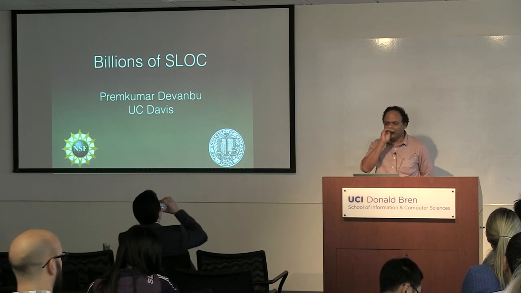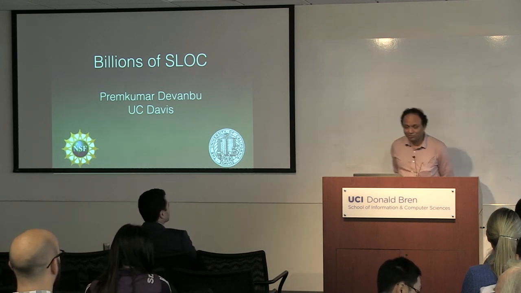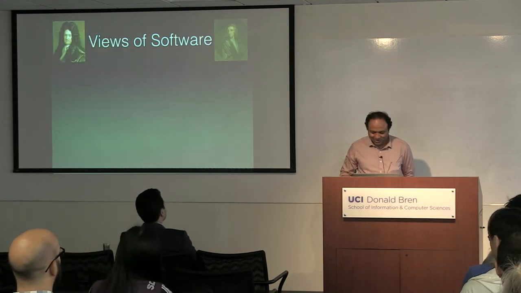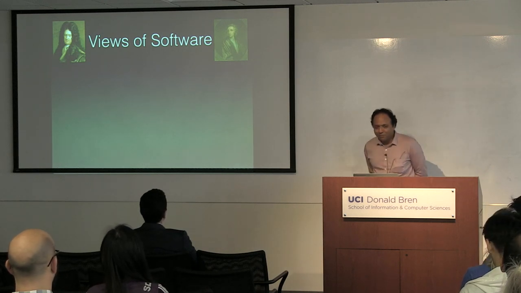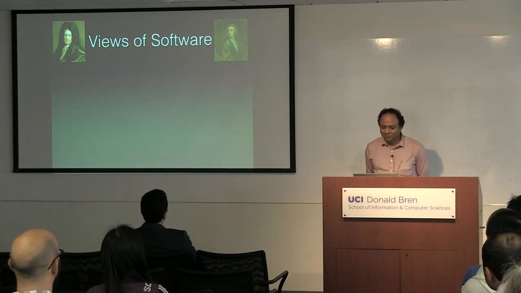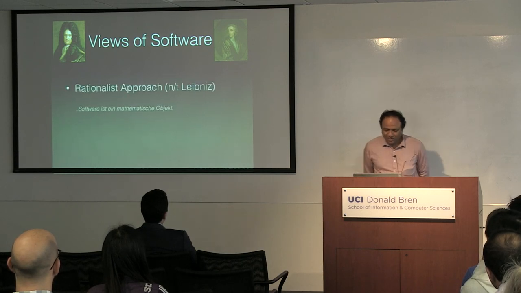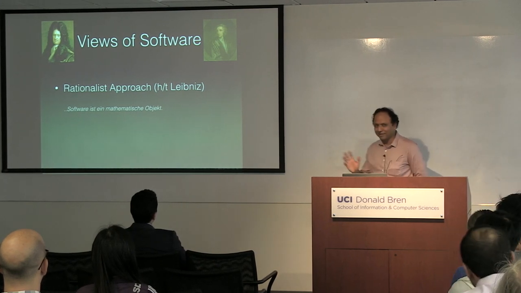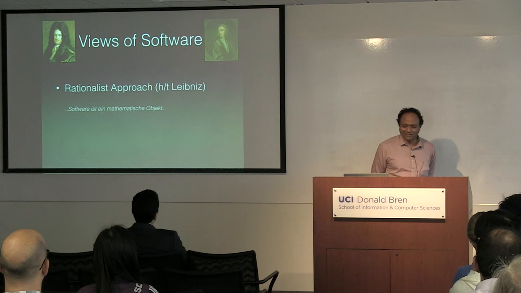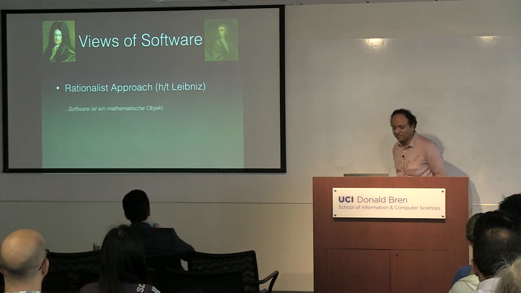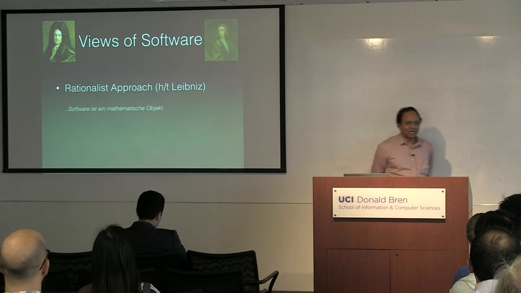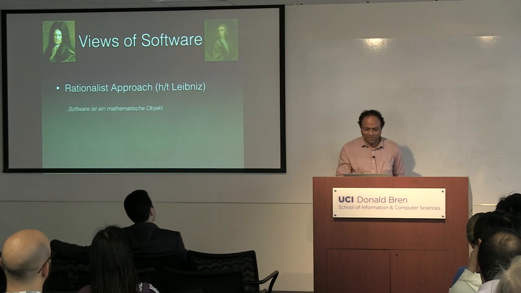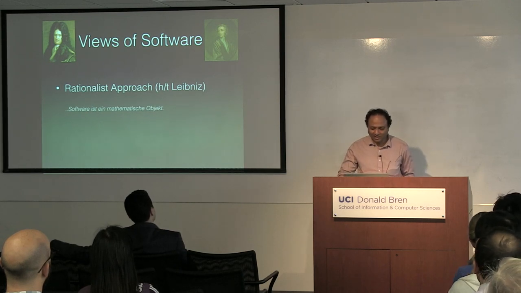I'm going to start this talk by kind of throwing rocks, trying to make some trouble for myself. So here it goes. Basically, over the years, there have been two major views of software. One you can think of as a view due to Leibniz. I'm not a philosopher, so I'm using these more as brand names than actual details of their philosophy, but it's a rationalist approach, which views software as a mathematical object. You can prove properties about it. It exists in an ideal world as a mathematical object.